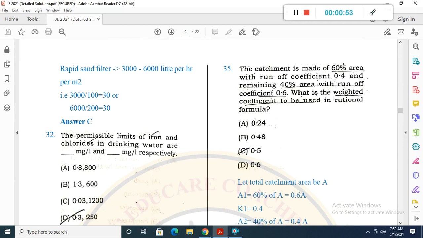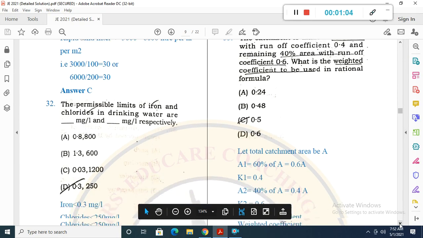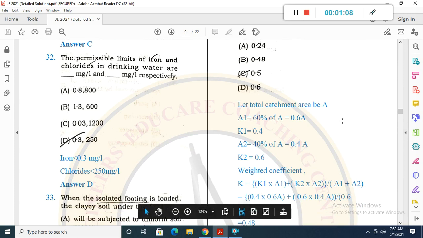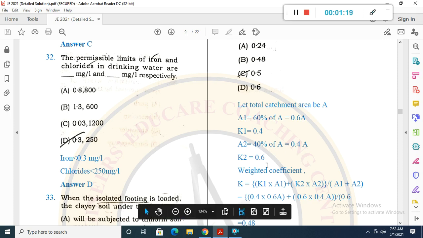Let the catchment area make 60% of the area with runoff coefficient 0.4 and the remaining 40% area with a runoff coefficient 0.6. What is the weighted coefficient to be used for the rational formula? So here we require the weighted coefficient. Weighted coefficient is nothing but, let's suppose the catchment area is A. So A1 is 60% of A, so 0.6. K1 is 0.4, it is given, and for A2, 40% of A, 0.4, K2 is given as 0.6.